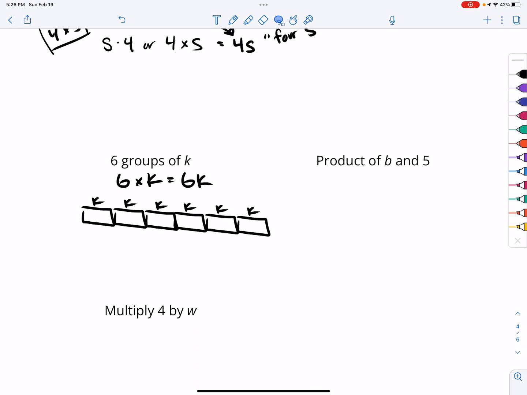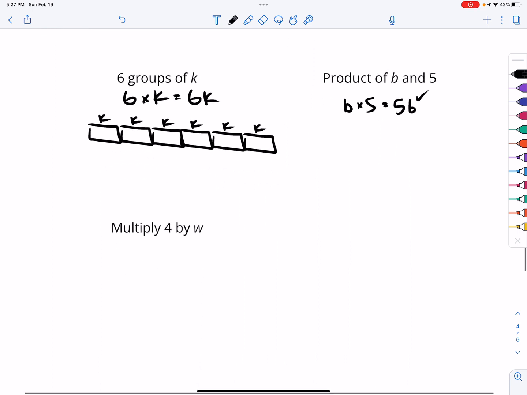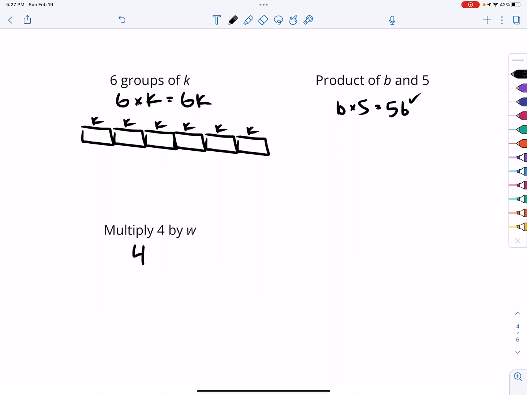The product of b and 5. So b times 5 is 5b. There's your answer. Multiply 4 by w. 4 times w equals 4w. So now you might start noticing using the dot for multiplication a lot more often. That way you can tell when this times sign is different than the variable x, because x is a very common variable. So typically, if you're picking x, you're going to use a dot for multiplication.